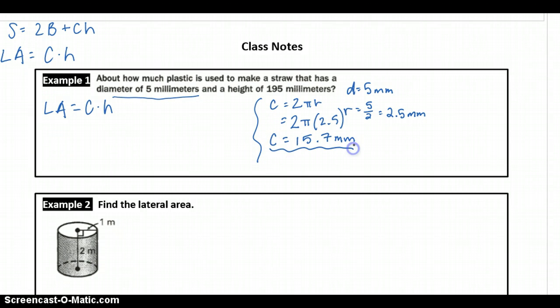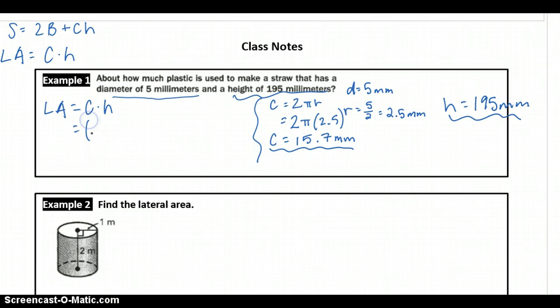Okay, so we found the circumference. We also need the height to plug into our formula. The height is given to us to be 195 millimeters. Do we have everything we need to plug into our formula for the lateral area? We have C and we have H, so now we just have to plug it in.